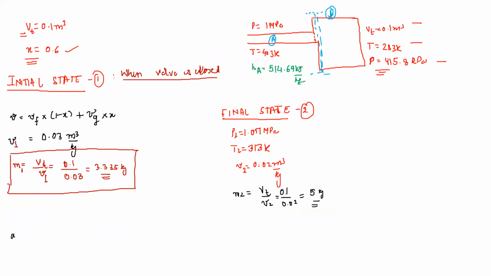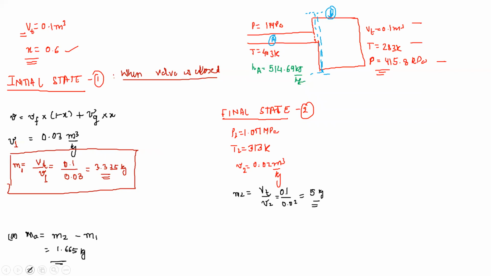The mass of the refrigerant that would be admitted is the mass that is present in the final state minus the mass that is present in the initial state. This much amount of mass would have been admitted, right? So that is going to be equal to 1.665 kg. So this was quite easy. The mass admitted is 1.665.